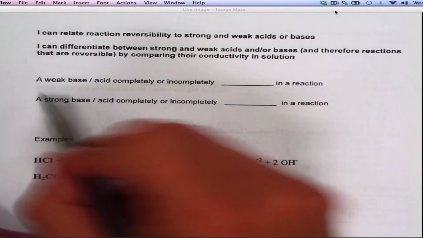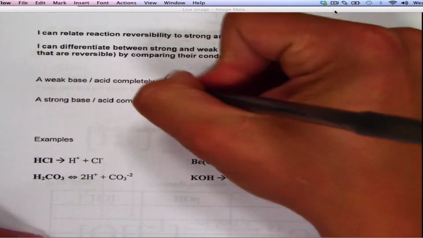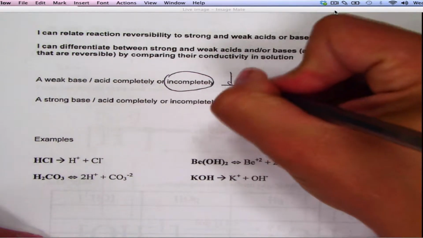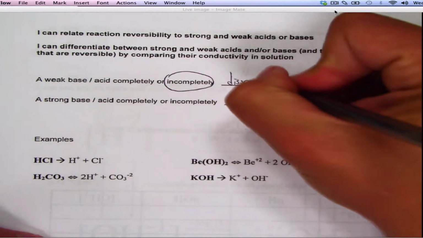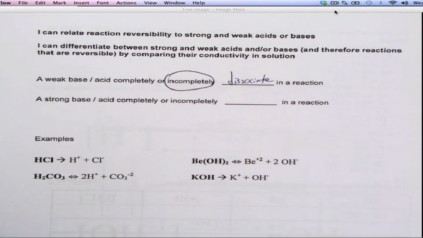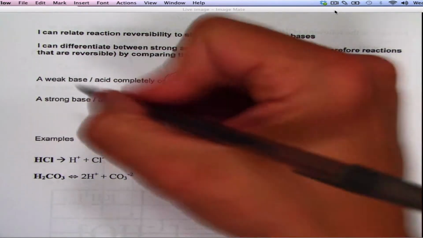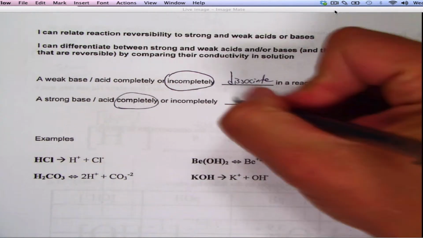All right. So a weak acid or base will incompletely dissociate in water, meaning that it'll break apart and go back together. Break apart, go back together. And how you show that is basically like this. It's a reversible reaction. The reaction can go both ways. All right? But a strong acid or base completely dissociates in water.